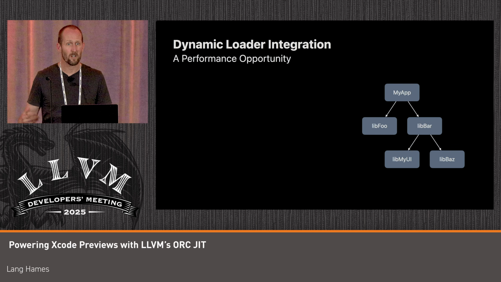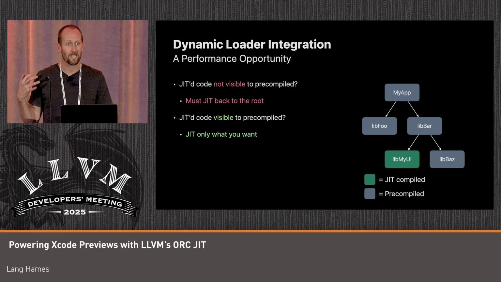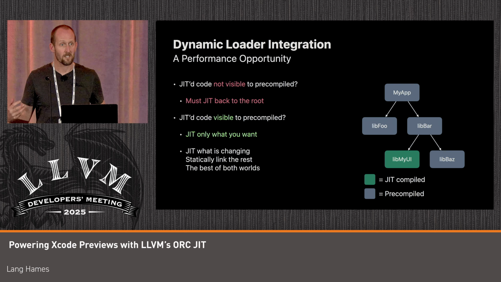In the old world, where precompiled code can't see JITted code, we would have to JIT every library back to the root, not because we actually want to JIT them, just because that's the only way for them to bind to symbols in the levels below. In this world, where JITted code is visible to precompiled code, we can JIT only the parts that we want. And the performance opportunity is that you JIT the parts that are changing, precompile the rest, and that gets you the best of both worlds.